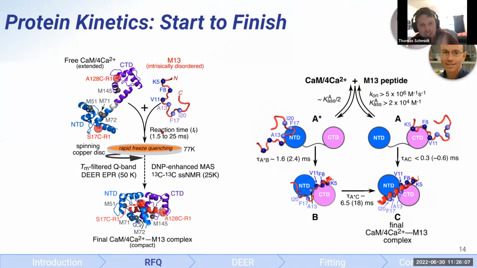And as we resolve them subsequently, during the different rapid freeze quench times, we can see the evolution of that final compact complex structure occur. But in conjunction, both EPR and solid state NMR showed that our substrate actually initially can interact with both the N-terminal site or C-terminal site. And from there on, it can actually form an intermediate.